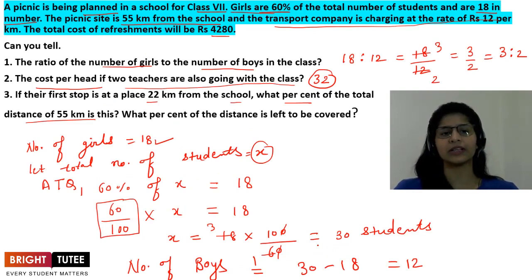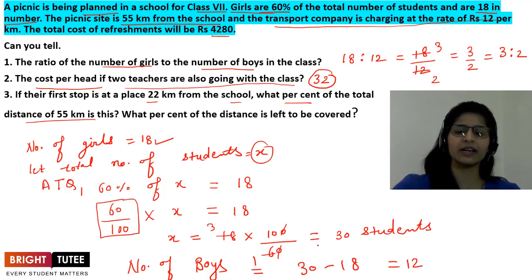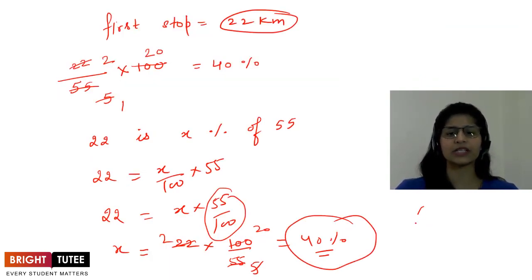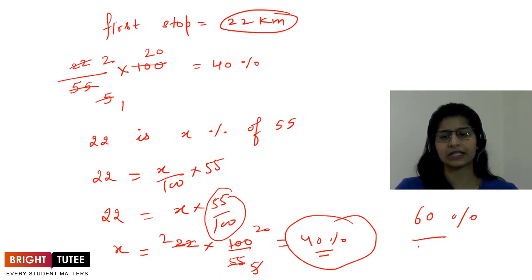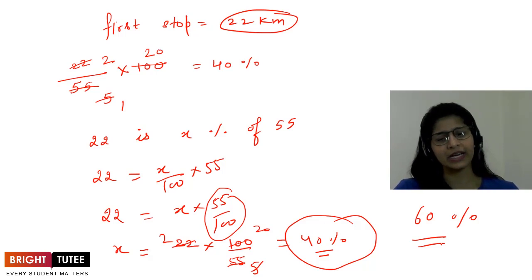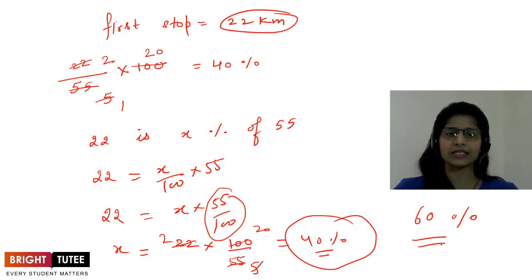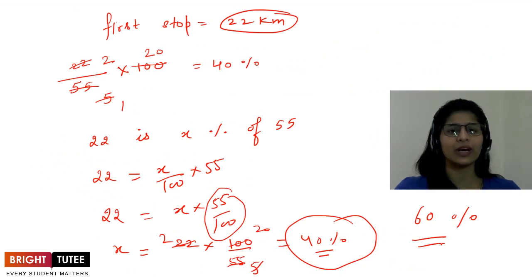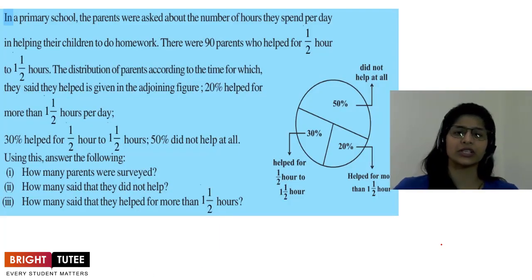So 22 kilometer is 40% of 55 kilometer. Now what percent of the distance is left to be covered? Because they have covered 40% of the distance, how much is left? 60% is the distance that they need to travel more. Clear? So this is how we answer and write the answers for percentages, for fractions, for ratios. Clear? Let's move ahead. Here is one question.